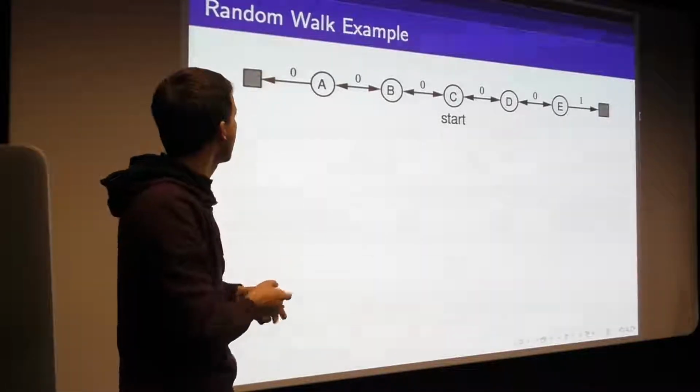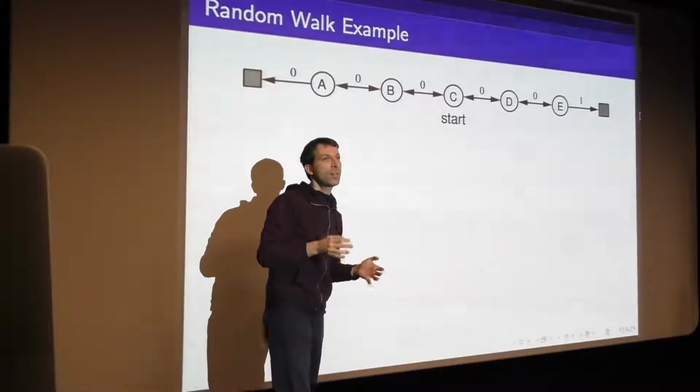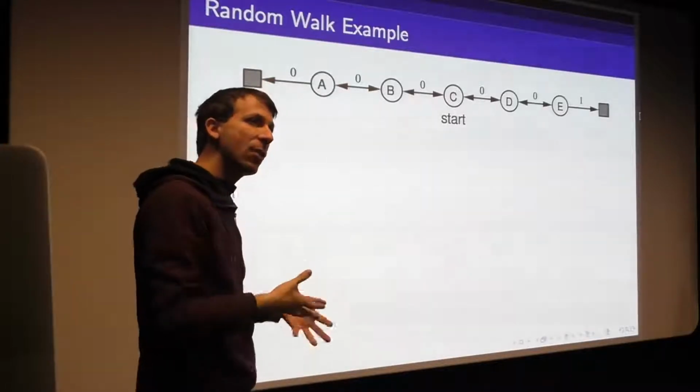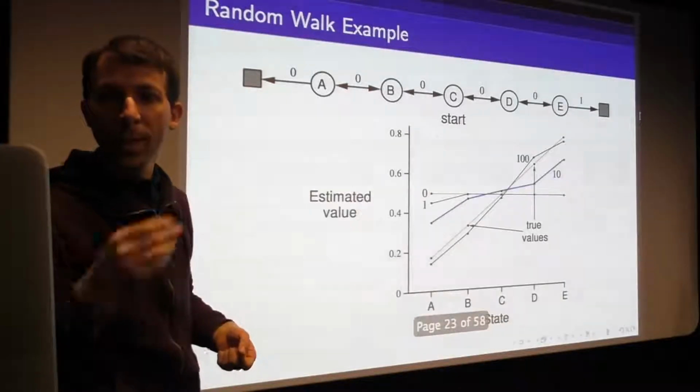Okay, and then the question is, what's the value function for this thing? What's the value of being in each of these states? We can use this, the simplest possible case, to get an intuition of how Monte Carlo and TD compare to each other.